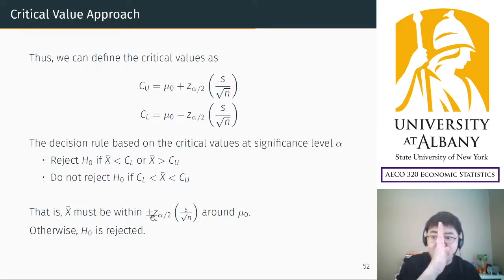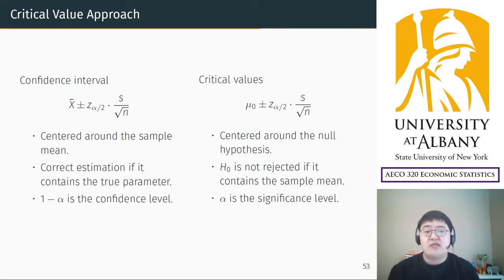So your belief is here, but you allow certain margin of error, and if your observation is even outside of that, then your belief is rejected. It's wrong. And now let's compare the confidence level and critical values. Confidence level took this form, and critical values took this form.